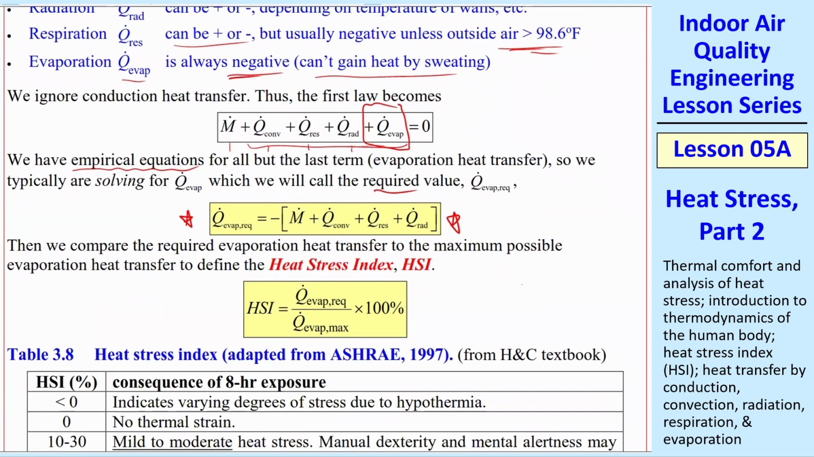And then what people like to define here is something called a heat stress index. HSI is typically given as a percent, but it's a dimensionless quantity. It's the q dot evaporation required from this equation just above over q dot evaporation max, which we will need to estimate. So we can calculate this from this equation above, and we have to have an equation to estimate this, and then we can get our HSI.